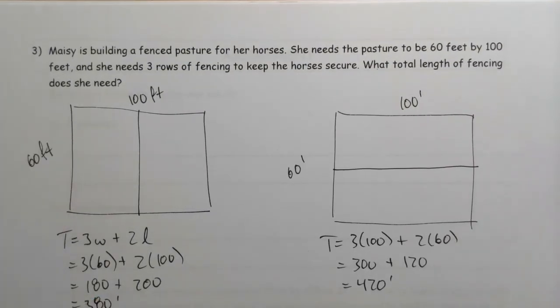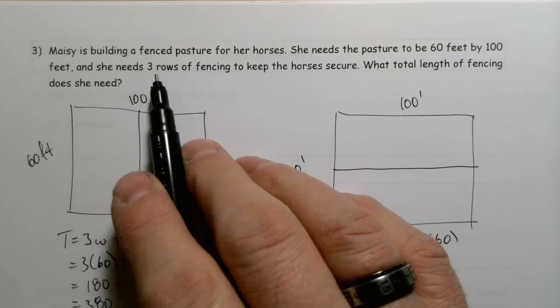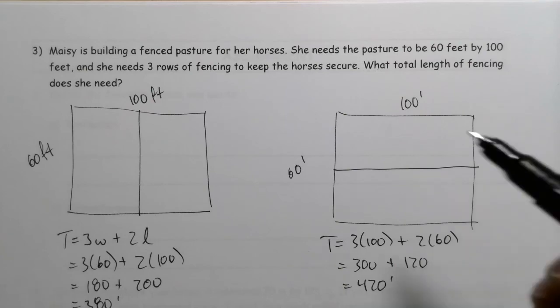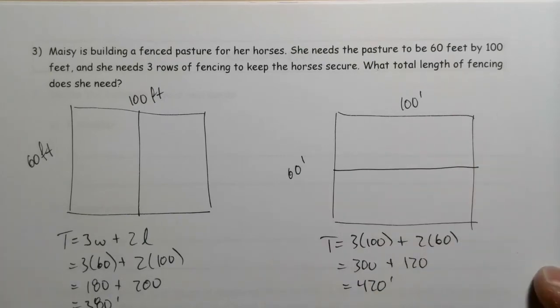And I don't think it's 100% clear from the question here. I'm just going to read that again here. She needs the pasture to be 60 feet by 100 feet, and she needs 3 rows of fencing to keep the horses secure. 3 rows of. I don't know. Maybe that means we got to go around it 3 times. I don't know. Anyway, that's kind of how I interpret that right there.